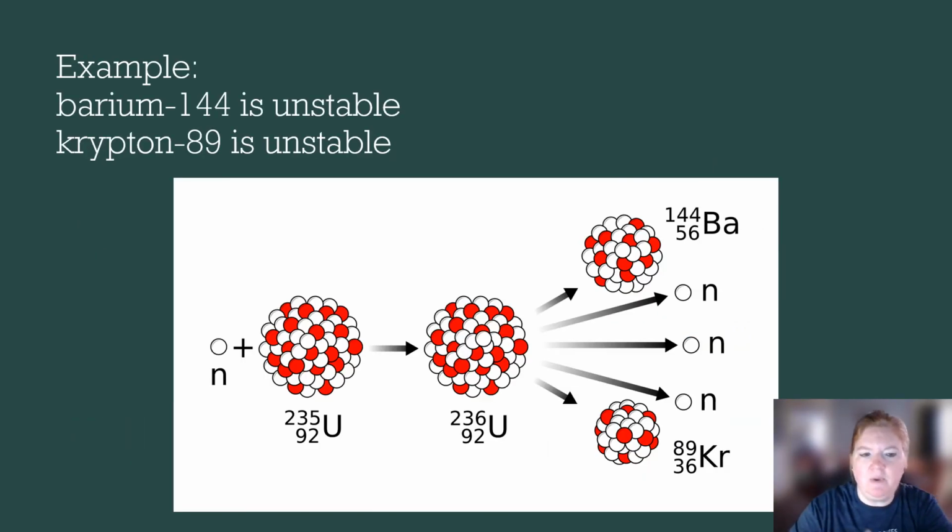So here's an example. When uranium-235 breaks apart, we have to hit it with a neutron for that to happen, and it breaks apart into 2 isotopes in this version, barium-144 and krypton-89. Both of those are also unstable. Okay, so then the reaction has to continue. We have to get to something that's stable at the end.